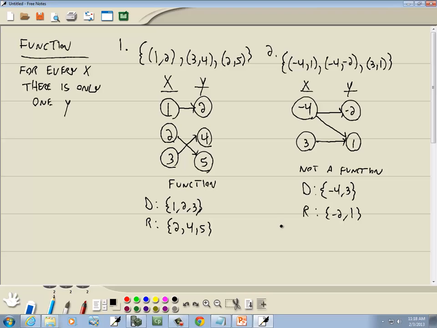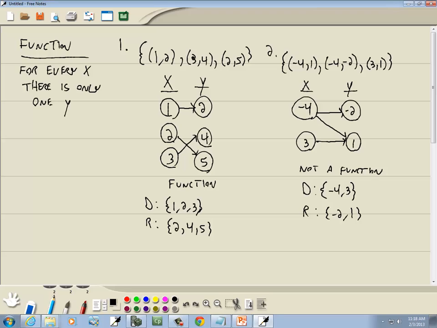Now, I always show this graphical view for those going into elementary education, because they'll be working with kids, K through 6 maybe. They see better with pictures like this, the graphical view. But there's an easier way. You look to see if your x values repeat. If your x values don't repeat, then it's a function. If your x values repeat, then it's not a function.